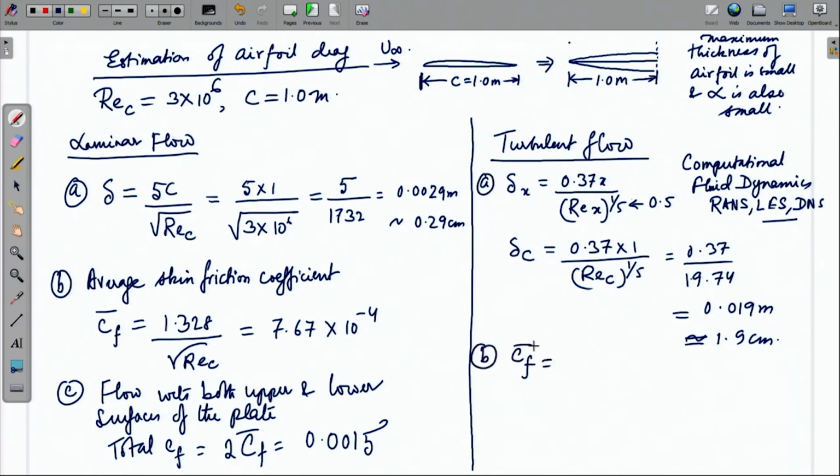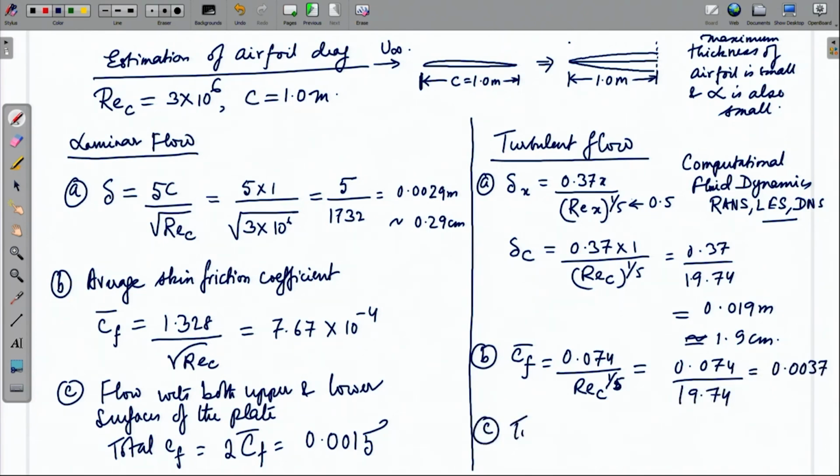How about CF? It gives a correlation. So, what you have is 19.74. So, that is 0.0037, and the total CF would be twice as much. So, that will be about 0.0074, which is almost 5 times that of the laminar case.